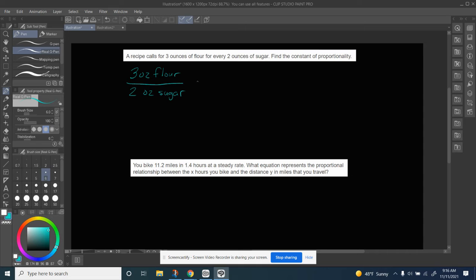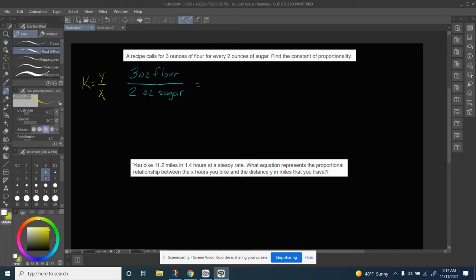Now, in this problem, that's all fine and good, but what this doesn't do is tell me how much flour I need for 1 ounce of sugar. So I can find this as a unit rate. This would be my constant of proportionality. And just a reminder that when we're doing constant of proportionality, we're talking about this k value, and k is equal to y over x. So as a k value, it's y over x.